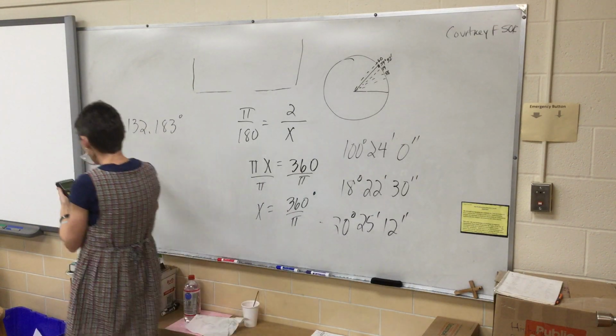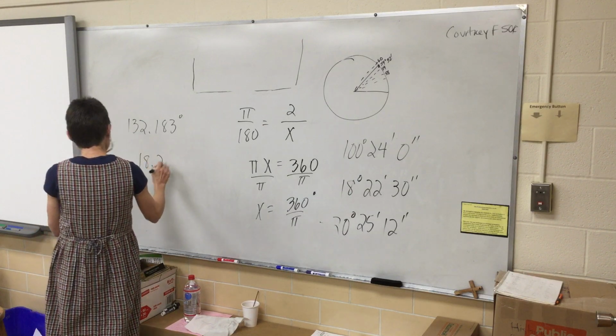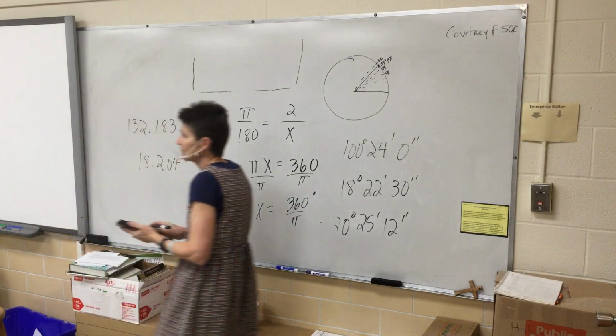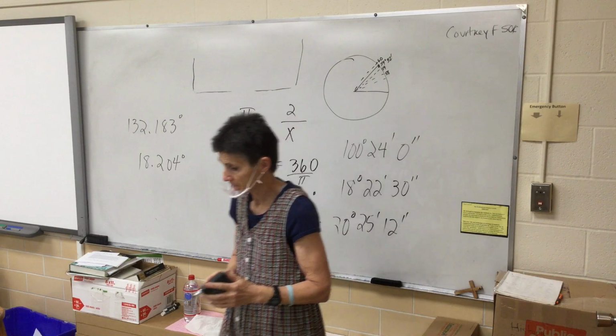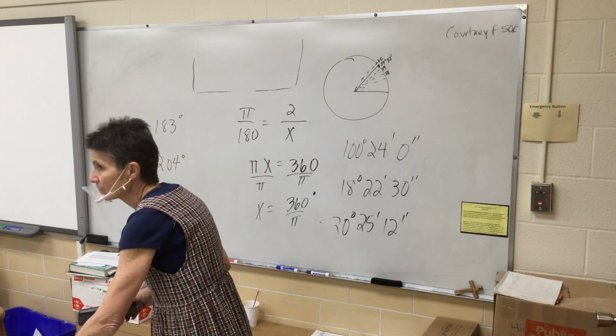And for that one, I got 18.204 degrees if I round off to the nearest thousand. No, it's not second, it's alpha.